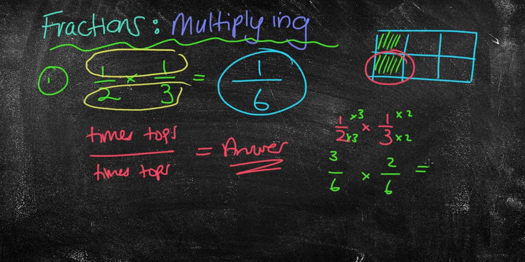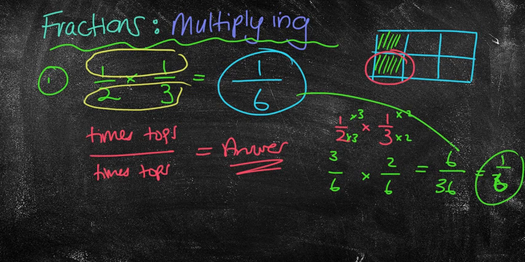Now let's do tops and bottoms. 3 times 2 is 6. 6 times 6 is 36. If I simplify that, we get 1 over 6, which is the same. Okay, so it actually doesn't really matter if you do find a common denominator, but it's just a waste of time. Okay, it's an absolute waste of time. So please get in the habit of simply multiplying the tops and the bottoms.